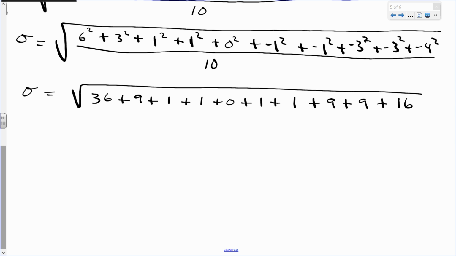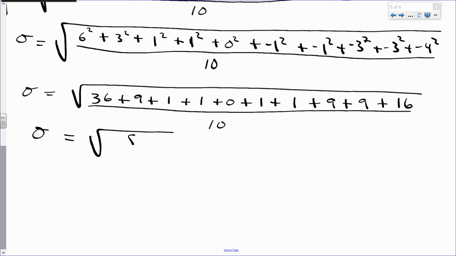The further we go in this formula, if you notice, the more it starts looking like kindergarten math. Now look, we're just adding a bunch of numbers, divided by 10. Let's do this. I'm going to simplify the numerator now, the nasty looking numerator. 36 plus 9 plus 1 plus 1 plus 1 plus 1 plus 9 and 9, that's 18, plus a 16. I got an 83. So the standard deviation is the square root of 83 divided by 10.